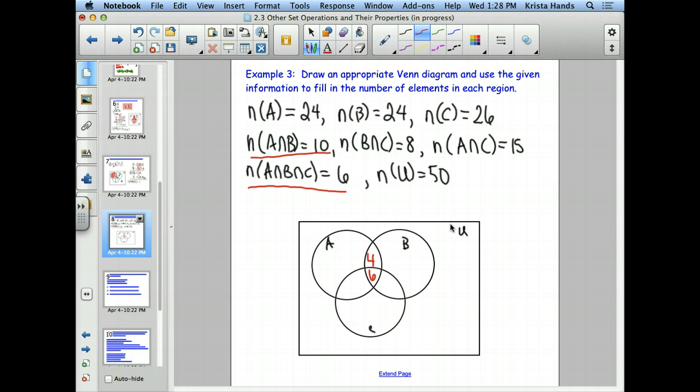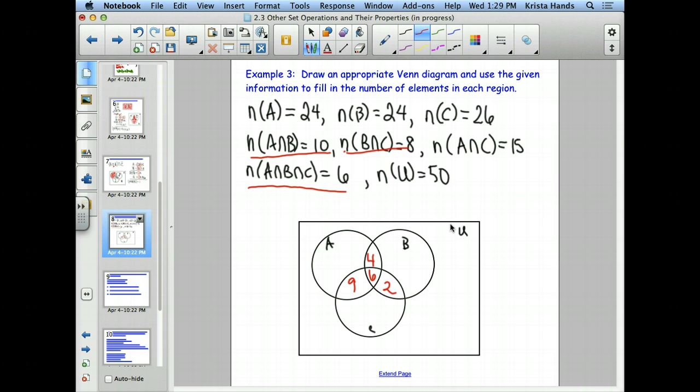B intersect C. Well, here's circle B on the right, and here's circle C on the bottom. B intersect C includes the 6 that's here and this piece right here, and those have to add up to the number 8. So how many go in this outer place where they're intersecting? 2. And the last intersection that we're told about is A intersect C, which is over here on the right, this football shape on the right. I've got the 6 already, it's got to add to 15, so what goes in the missing piece? 9.